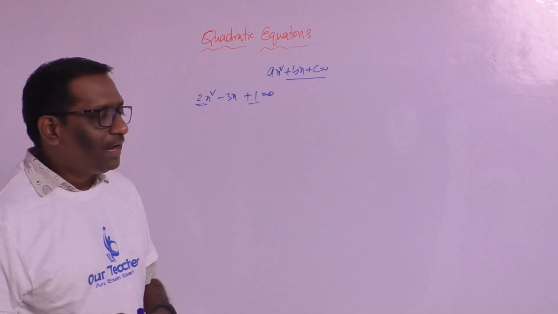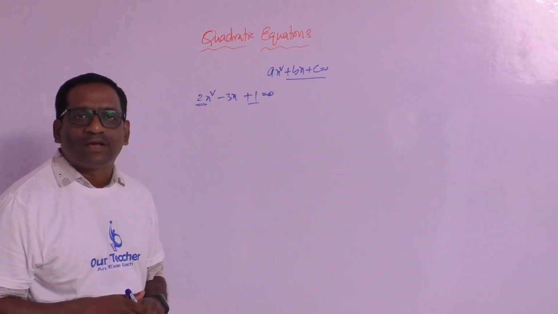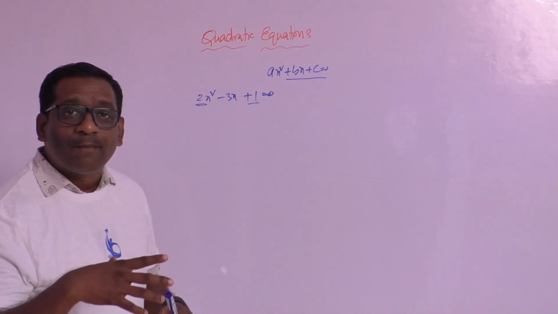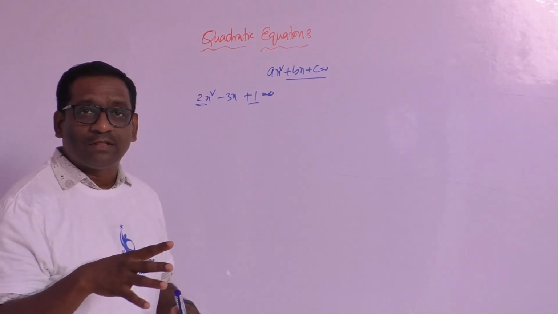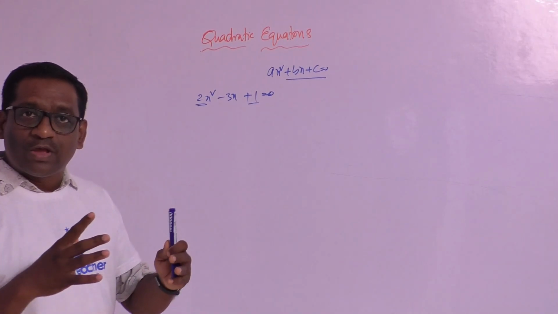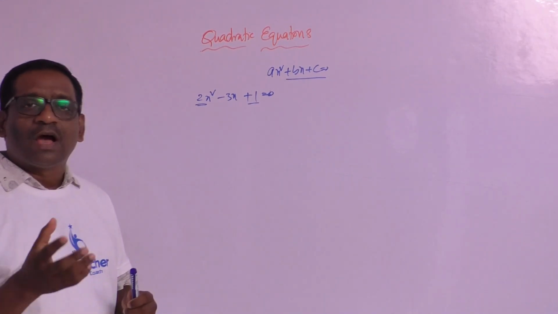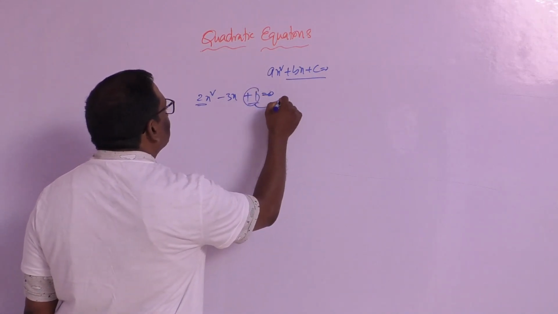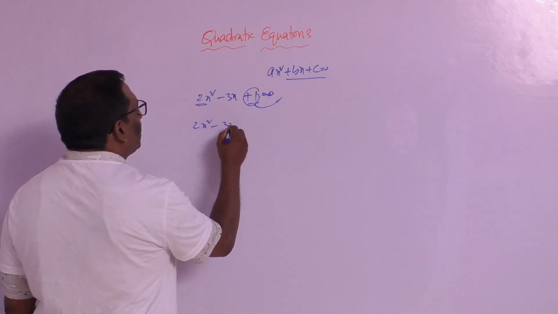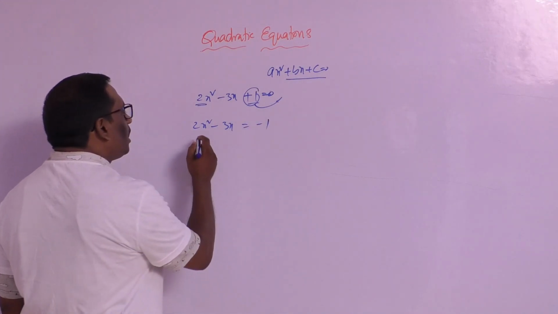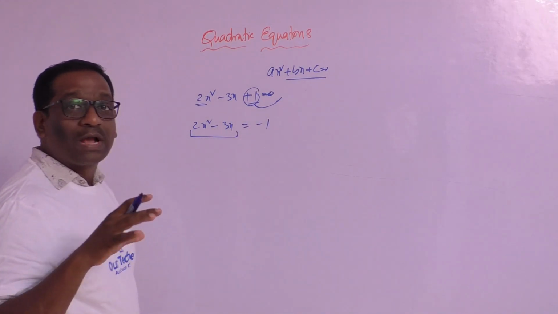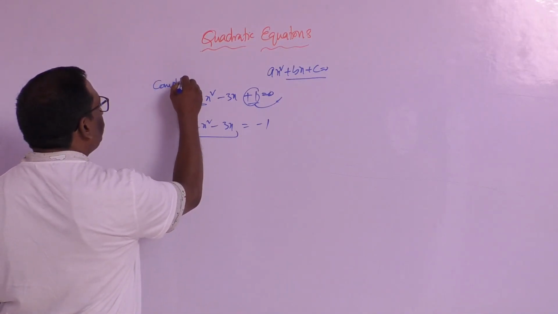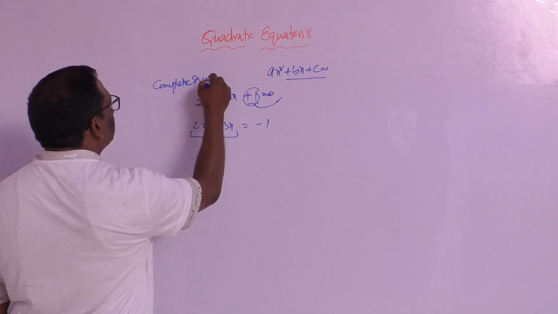Coming to the next one, in this topic we will find the roots of the quadratic equation by making it into a square. That means we will convert it into a whole square model, that means a plus b whole square or a minus b whole square. Suppose an equation is given like this, the constant will be taken to that side. That means 2x square minus 3x is equal to minus 1. Now these two terms we will convert using the complete square method.